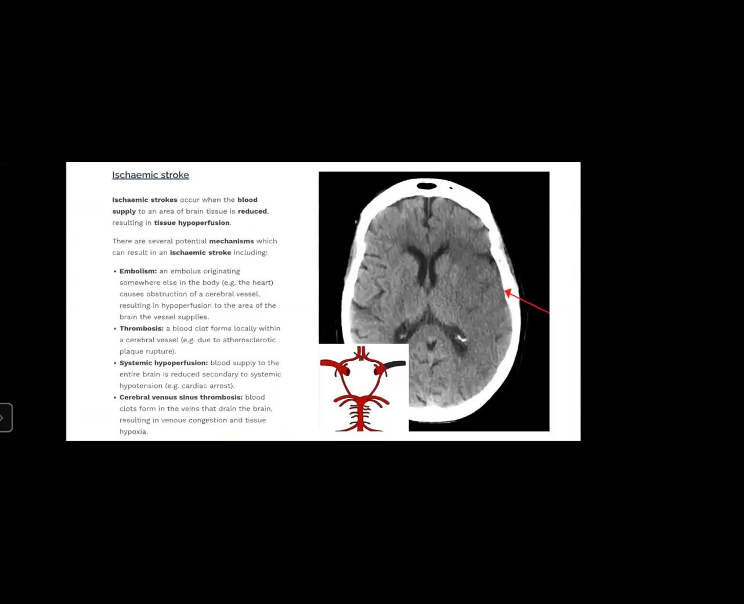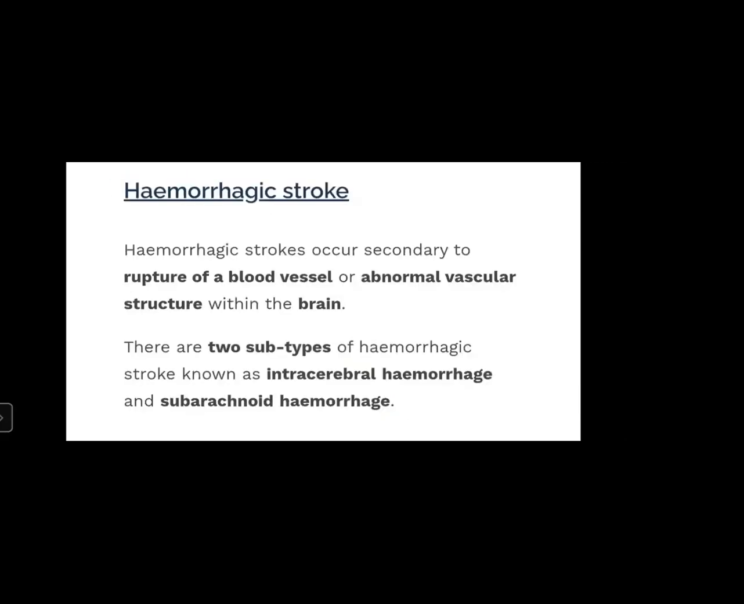Ischemic stroke occurs when the blood supply to an area of the brain tissue is reduced, resulting in tissue hypoperfusion. There are several potential mechanisms which can result in the initial stroke, including embolism, thrombosis, systemic hypoperfusion, and cerebral venous thrombosis.